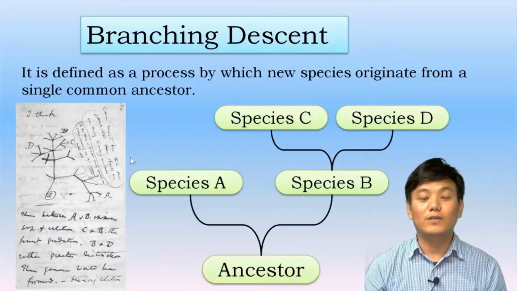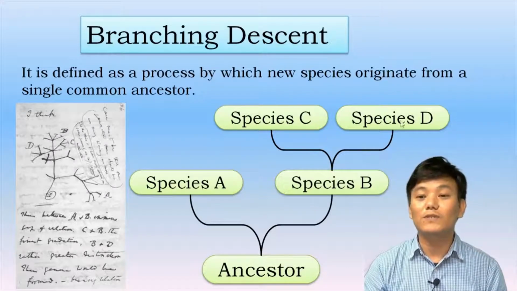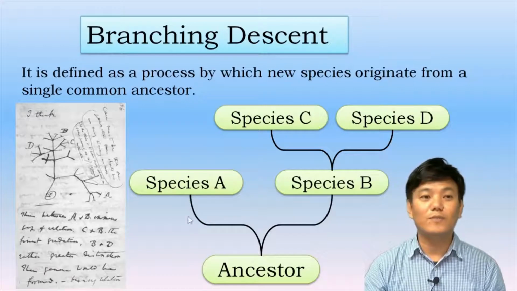And you can simplify this diagram in this manner. You can say that there is one common ancestor. From this ancestor, two species originated, species A and species B, and species B itself acts like an ancestor for species C and species D. So this is the concept of branching descent, right?